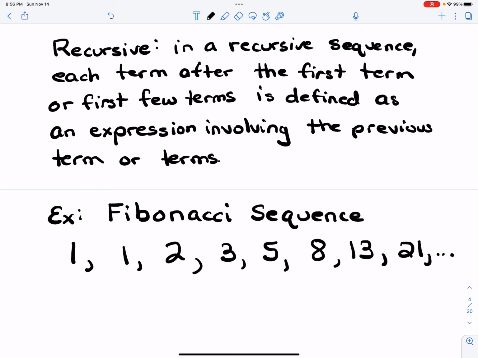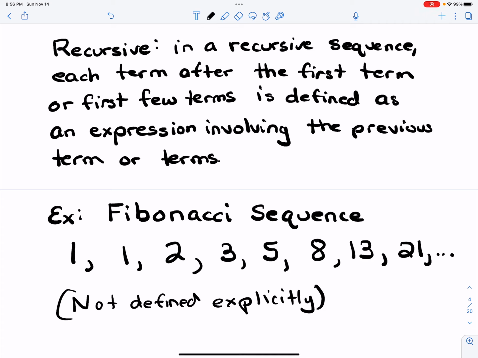Okay, so the Fibonacci sequence is not defined explicitly. If it had been defined explicitly, it would be like the earlier examples of sequences where the formula does not depend on a previous term. Since the Fibonacci sequence does depend on previous terms, it's not defined explicitly.